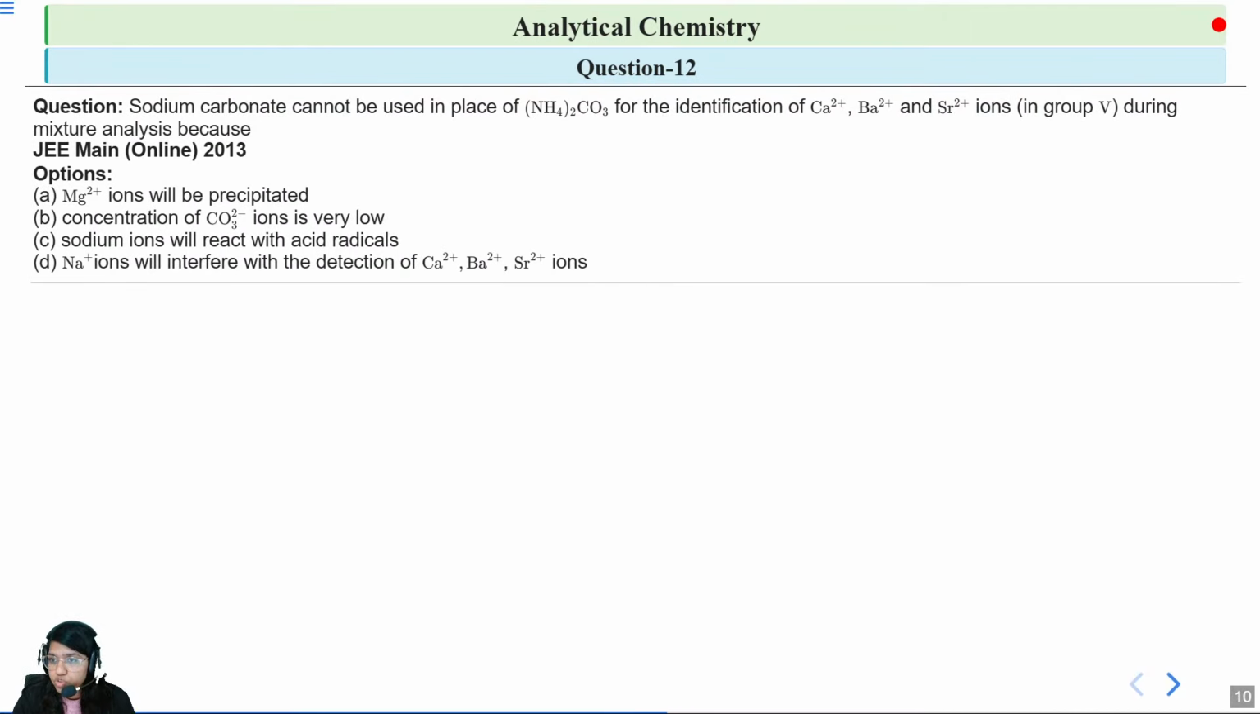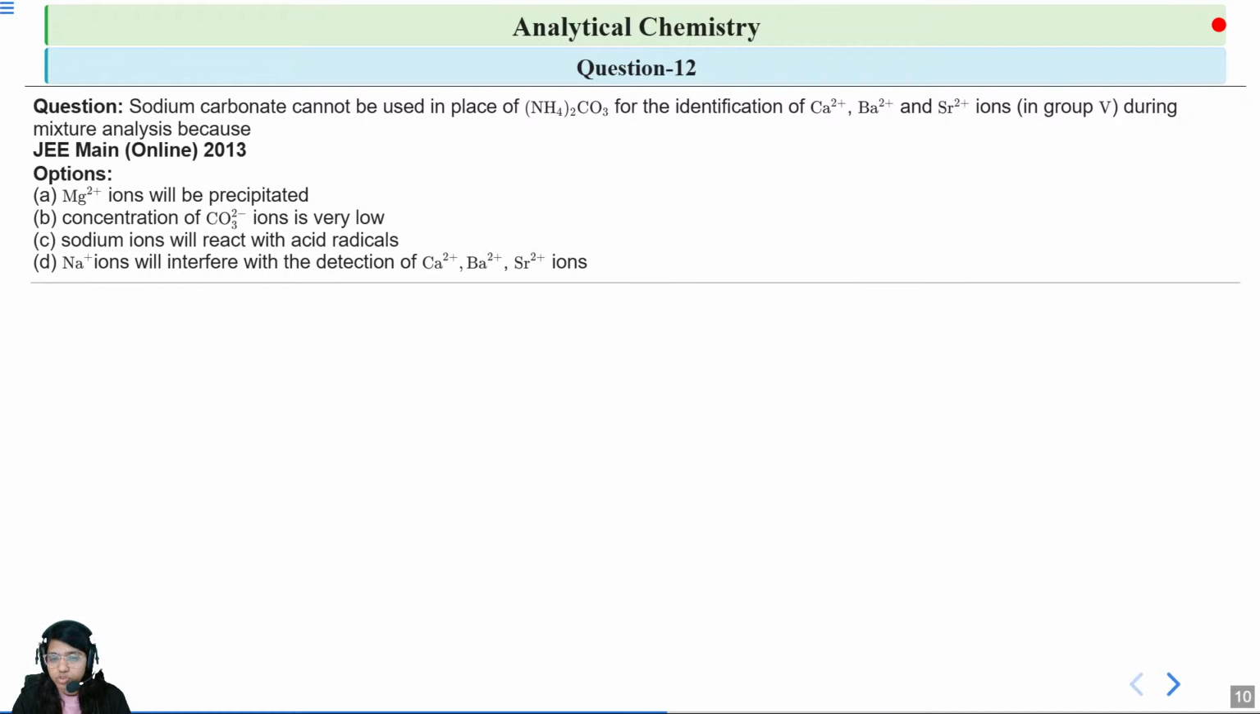Now let's move on to the next question. This question asks us why sodium carbonate cannot be used instead of ammonium carbonate for the identification of calcium, barium and strontium ions in group 5 during mixture analysis. So we have to give the reason. Our options are: A. Mg2+ ions will be precipitated. Option B. Concentration of CO3 2- carbonate ions is very low. Option C. Sodium ions will react with acid radicals. Or option D. Na+ ions will interfere with the reduction of Ca2+, Ba2+ and Sr2+ ions.